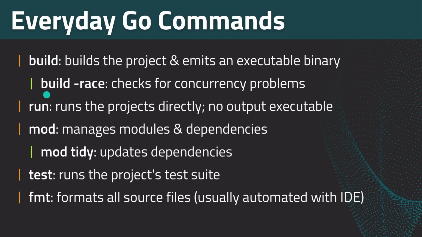The next command is build -race. What that will do is check for concurrency problems. So if you've written a concurrent program in Go, which is really common since it's so easy to do, you will always want to check your source by using build -race, and it will emit any errors if it finds problems.